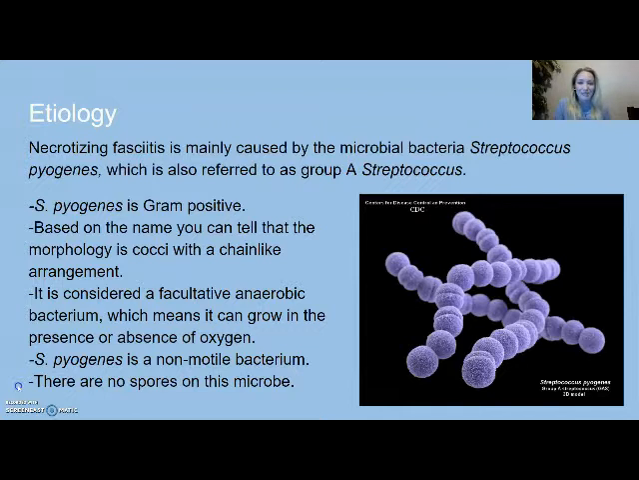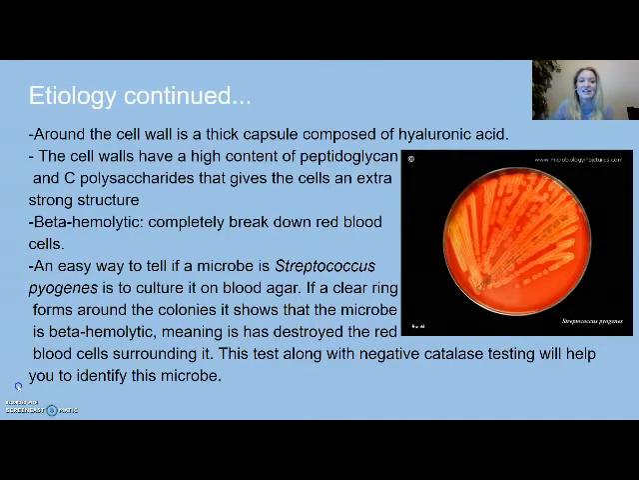And since it's gram-positive, as you can see in the picture, it's purple, and it does show that coccus chain-like arrangement. It's considered to be a facultative anaerobic bacterium, which means it can grow in the presence or absence of oxygen. It's a non-motile bacterium, and there are no spores on this microbe as well. Around the cell wall is a thick capsule composed of hyaluronic acid. The cell walls have a high content of peptidoglycan and C polysaccharides that give it an extra strong structure.